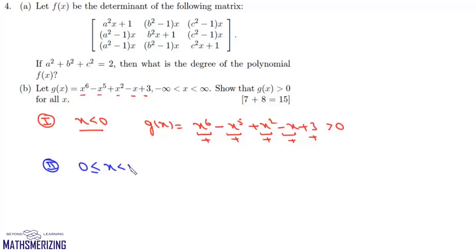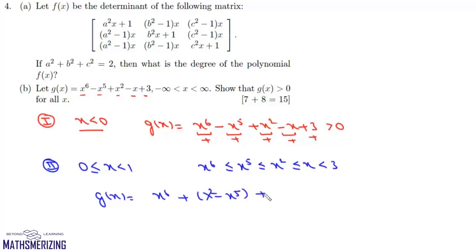Now when x lies between 0 and 1, we can say that x^6 will be less than or equal to x^5, less than or equal to x^2, less than or equal to x, and less than 3. Now we can write this g(x) as x^6 plus x^2 minus x^5 plus 3 minus x. Now this 3 minus x will be positive, x^2 minus x^5 will be positive, and this x^6 will be positive.